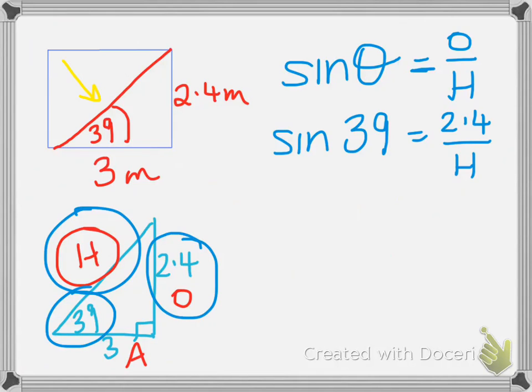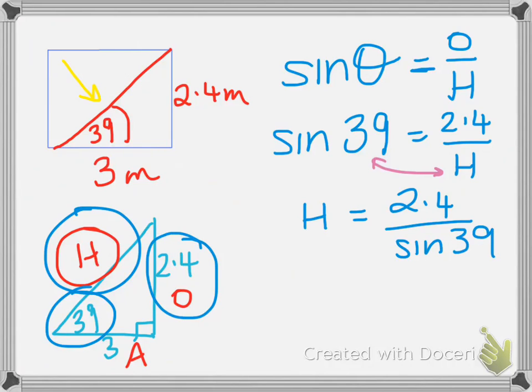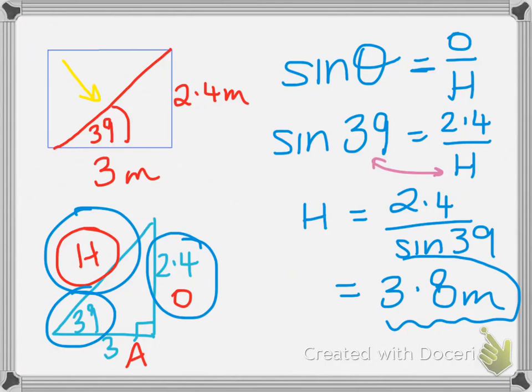We don't know what that is yet. When it's on the bottom though, we know we've got to do a quick switcheroo, and these two have to change over. So we are going to switch them around to have H equals 2.4 divided by sine of 39. And when you put that into your calculator, you get 3.8 meters. So it's telling you that this brace, that is industry standard, it's all good, it is going to be 3.8 meters long.